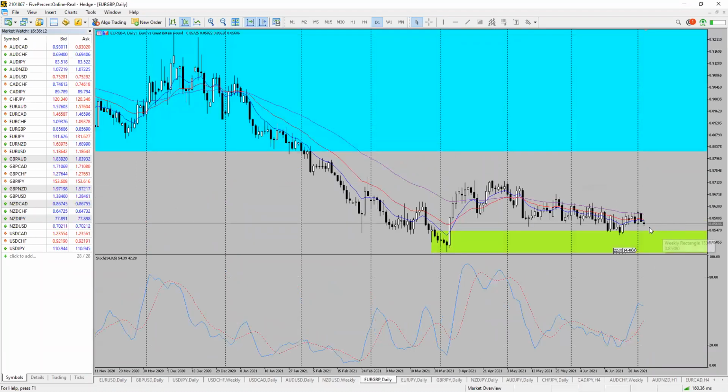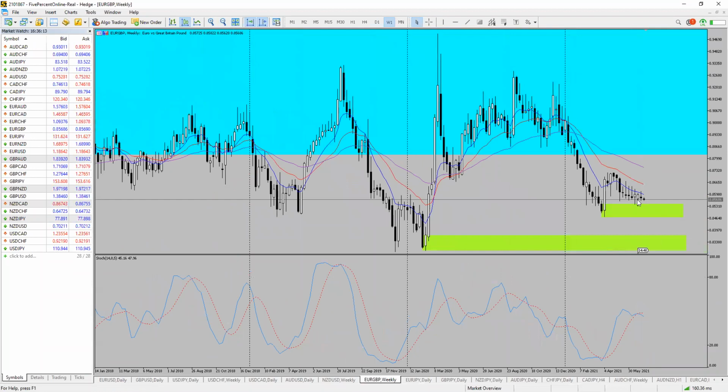So euro pound is interesting if this zone is consumed, which is definitely possible, because I don't see a conviction or a confirmation candle, a price action candle, from this zone yet. I mean, we see these two rejections, but nothing too strong. I don't see, for example, a morning star pattern with a confirmation candle or an engulfing candle coming out of this zone.